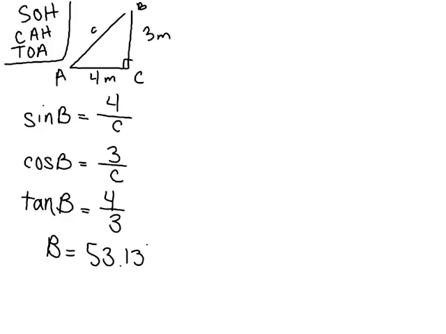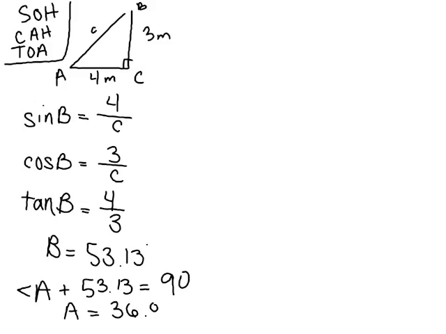Let's go back and solve for everything else that we're missing. So if I know angle B is 53.13, what's the easy way to figure out what angle A is? Right, angle A plus 53.13 has to equal how many degrees? 90 degrees. So 90 minus 53.13, angle A equals 36.87. We're going to go through and verify that using some of our functions.